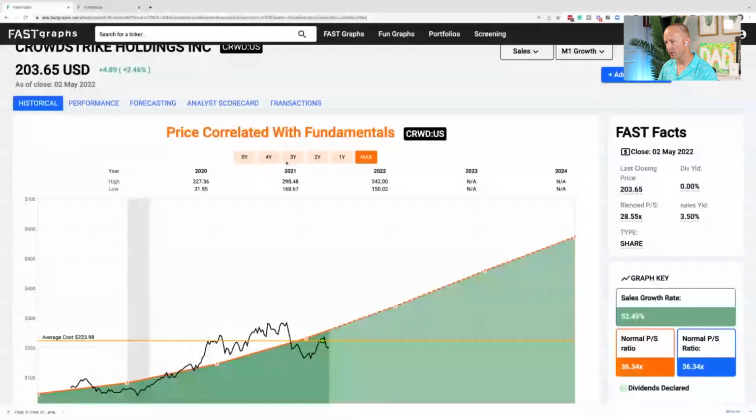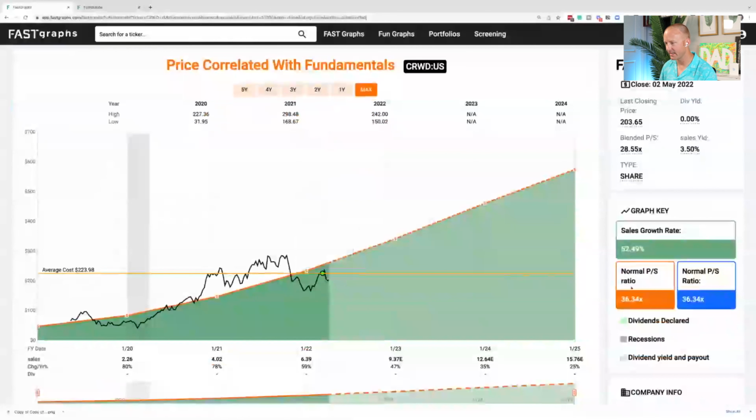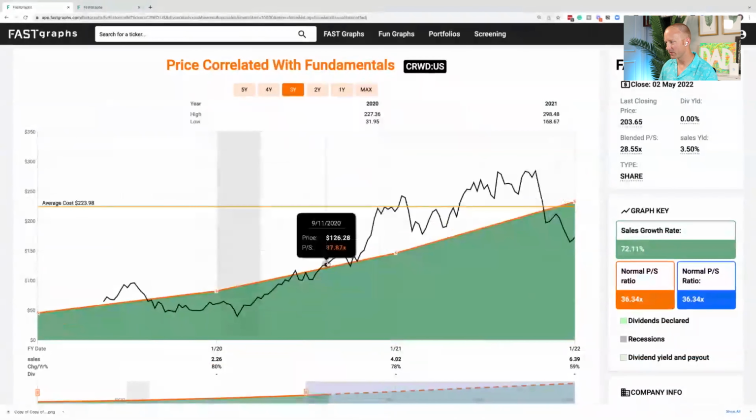So this black line is the price of the stock. The orange line represents a price to sales ratio of 36. The blue line, if there was one, but it's the same as the orange line in this, would represent the average price to sales ratio that CrowdStrike has traded at over the time frame we're looking at. This is the sales growth rate over this time period that's on the screen. So 52% sales growth rate. If we take out the estimated, that's going to bump up the sales growth to 72% since it's been trading with the normalized price to sales ratio of 36.